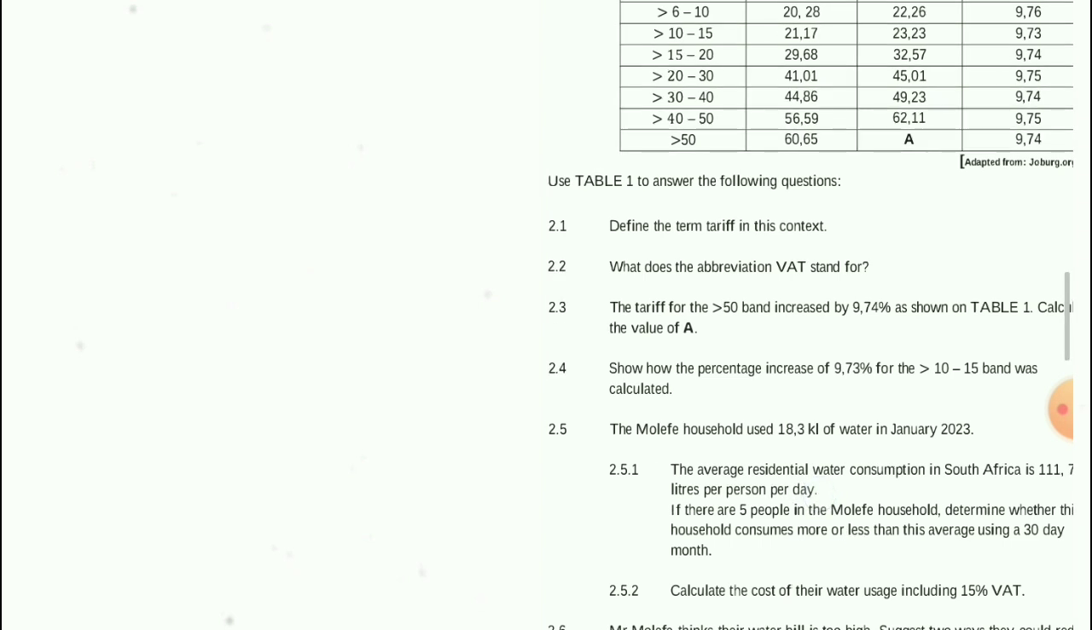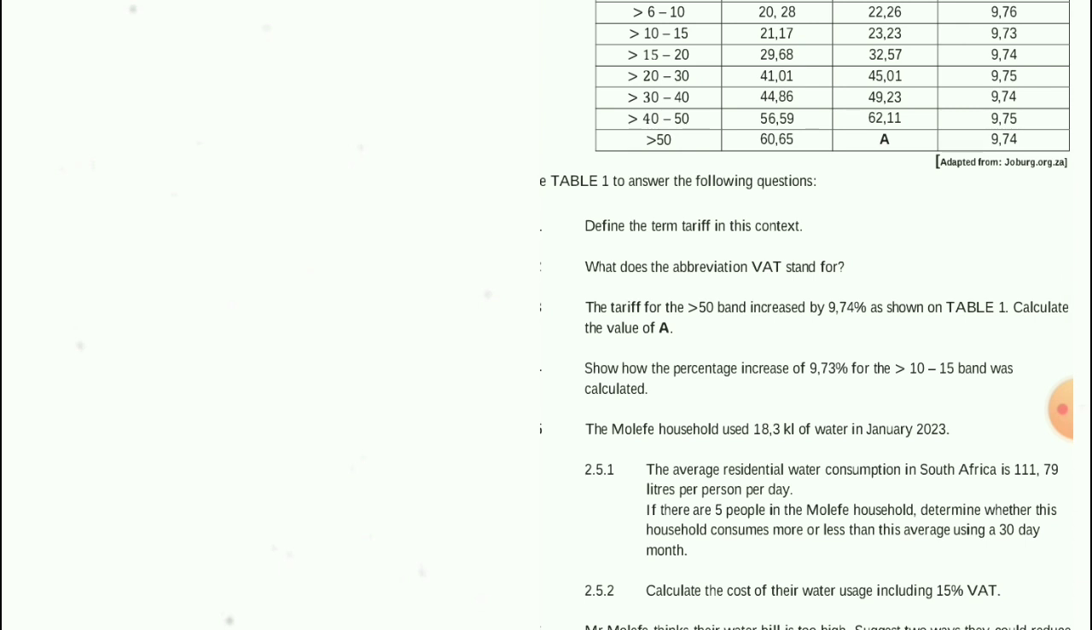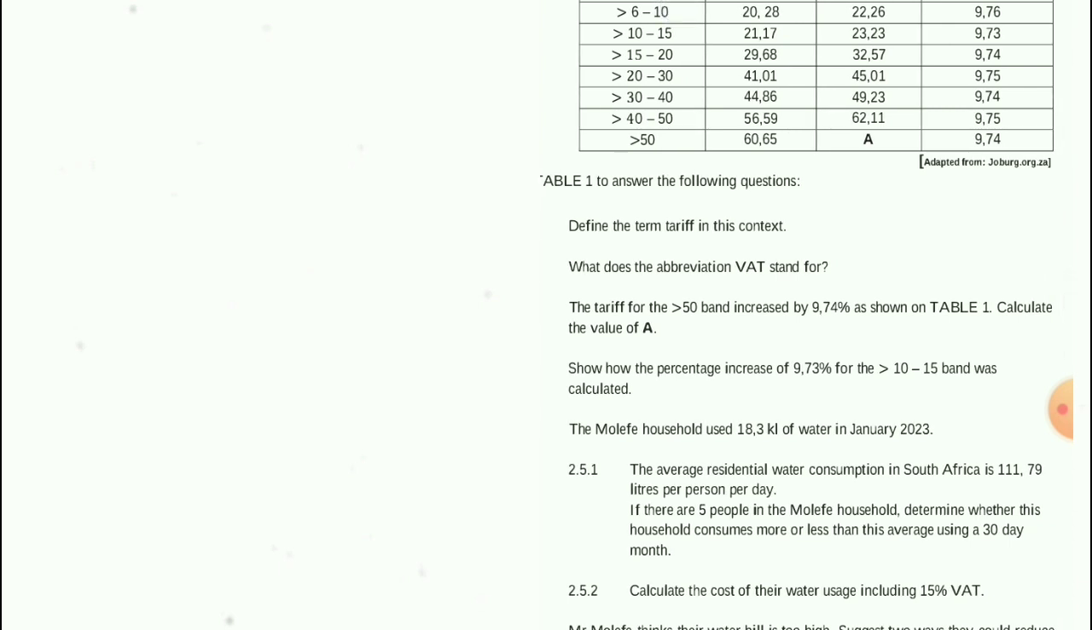Look at the table, guys, take your time and analyze it. Maybe try to calculate for yourself, because I'm about to calculate now. The question says again, the tariff for the 50 band increased by 9.74%, as shown on table 1. Calculate the value of A. We have to find the value of A. I'll make it blue. As you can see, the blue one, we are dealing with that number, 60.65. We are trying to increase it by 9.74%. How do we do it?